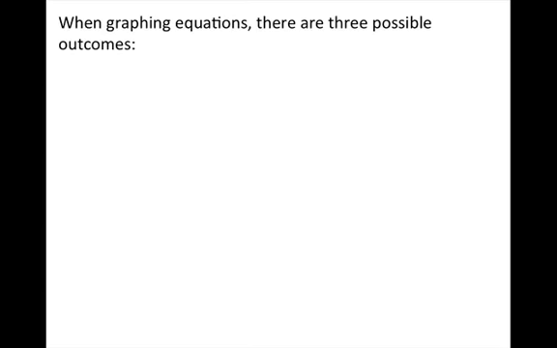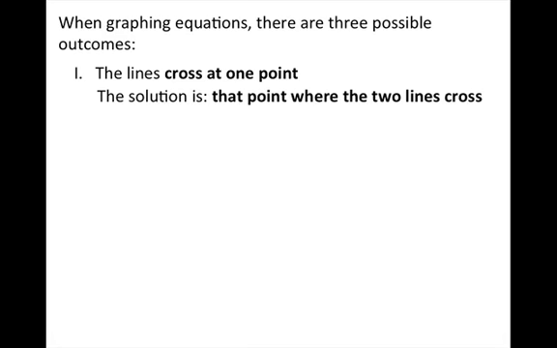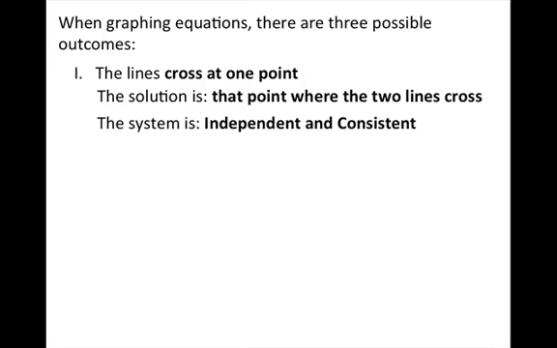Well, let's look at some terms associated with these, and specifically the three possible outcomes that could happen when graphing a system of equations. First, with our first three examples, the two lines could cross at one point. When this happens, the solution is that point where the two lines cross, and I want you to always write that solution as an ordered pair. We could classify this system as independent and consistent, and we're going to look at these definitions in a minute.